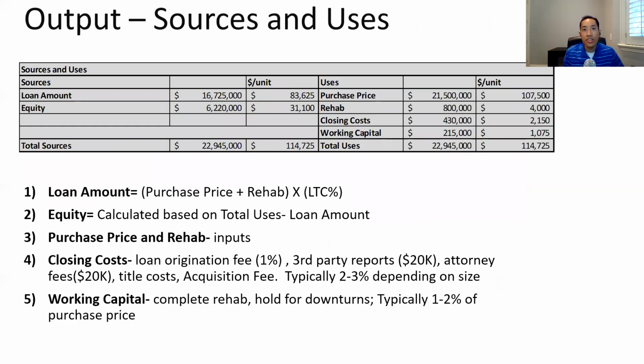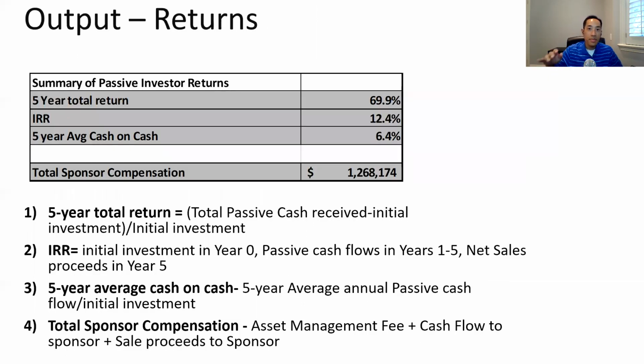And then this last output is really your sources and uses, right? So this is really just a basic, all right, so I'm buying the deal for 21.5, rehab of 800, closing costs of 430, working capital 215. So all in, my total uses, I need 22.9 at closing. So where's that going to come from? Some of it's going to come from the loan, 16.7 million, and then some of it's going to be from the equity side. So you need to raise 6.2 million on this deal to close on the property and have the working capital necessary to run this deal. So coming back to the returns, so this is all in, sort of what your returns would be for the passive and then also for the sponsor comp.